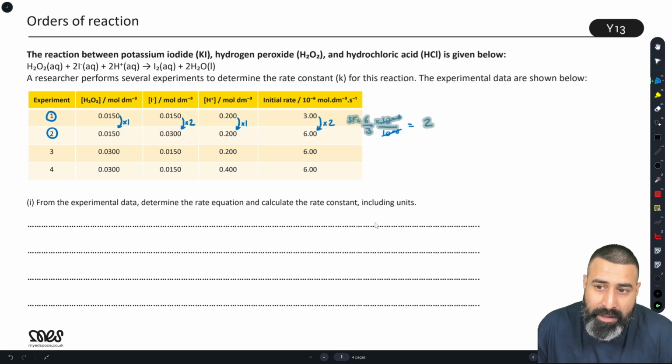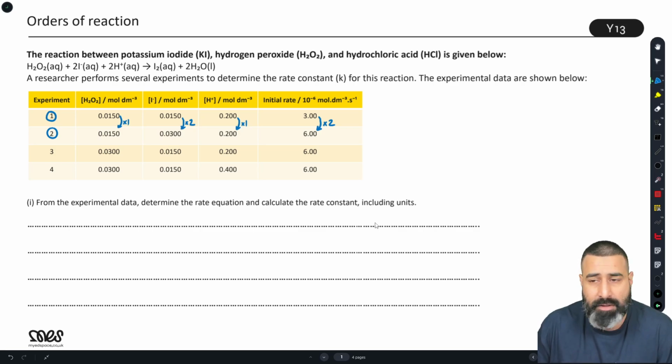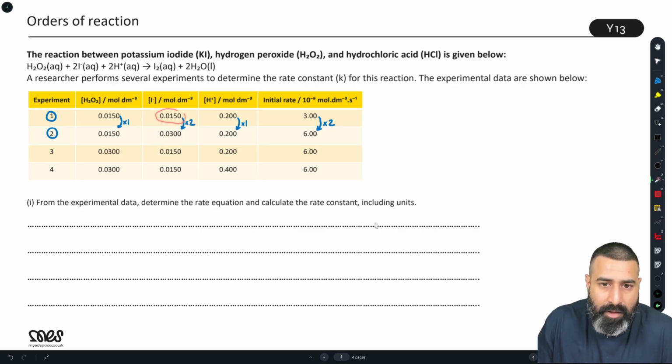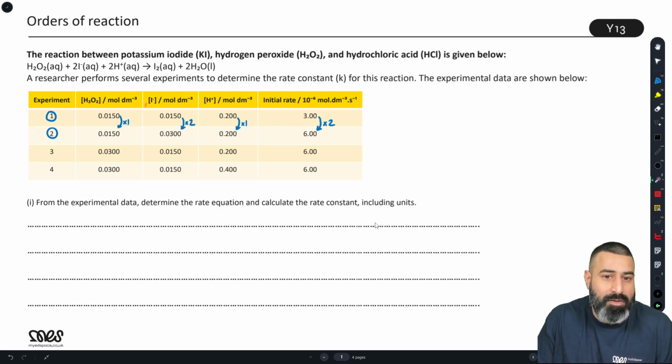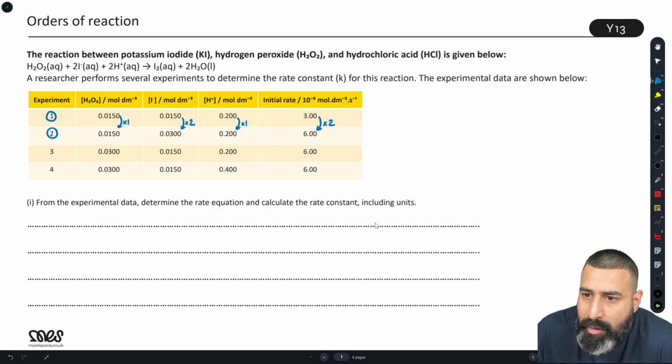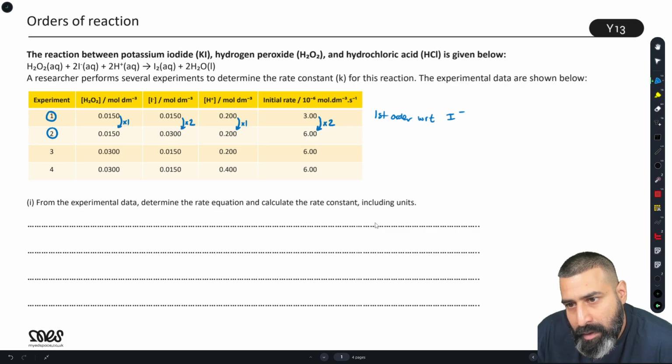Well, now we can determine the order because we're also doubling the I minus concentration. So if we're doubling the I minus concentration, going from 0.015 to 0.03, and we're also doubling the rate, then we can say that is a linear relationship between the concentration of iodide and the rate. So as one changes, the other changes by the same proportion. So we can say that this is first order with respect to I minus. Okay.